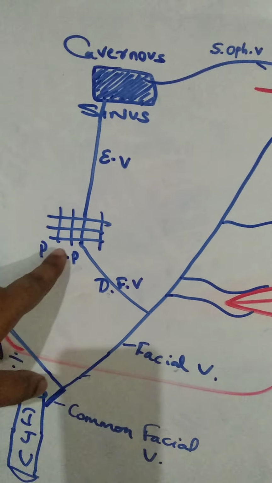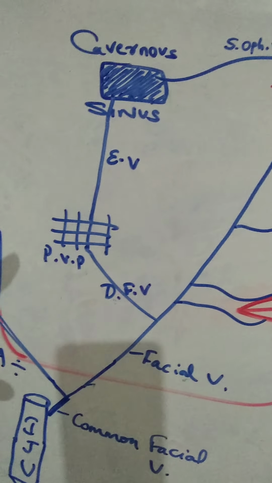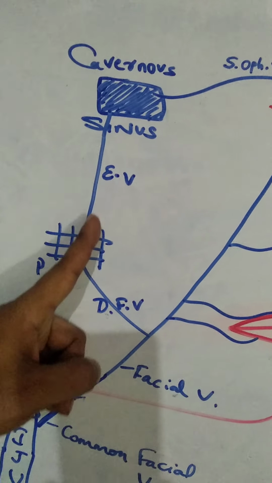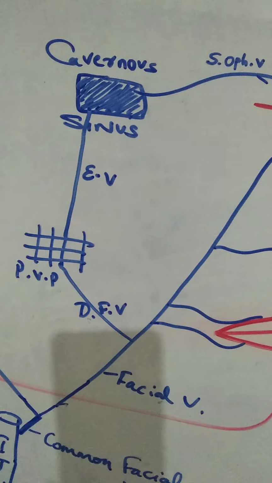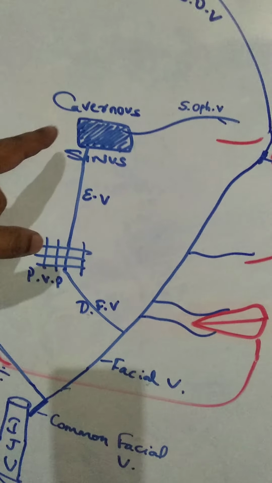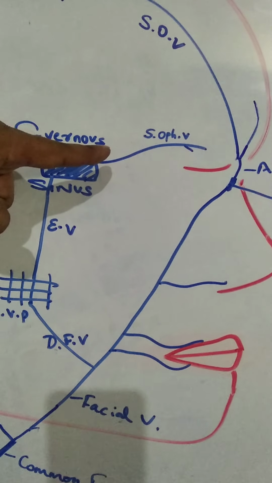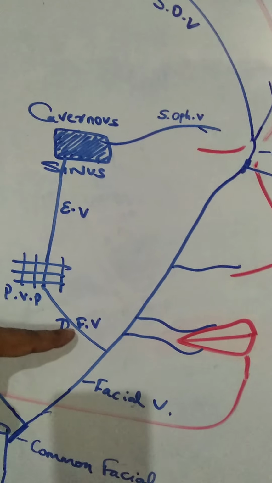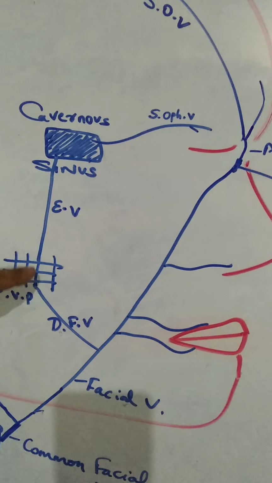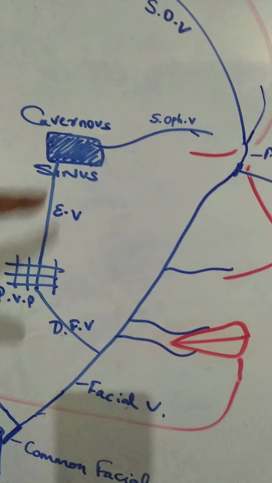Then it ends up in the pterygoid venous plexus on the lateral pterygoid muscle. Then from there, emissary vein passes either through foramen ovale or foramen spinosum to end up in the cavernous sinus. So one via the superior ophthalmic vein, number two via deep facial vein and pterygoid venous plexus. Ultimately through emissary vein it reaches cavernous sinus.